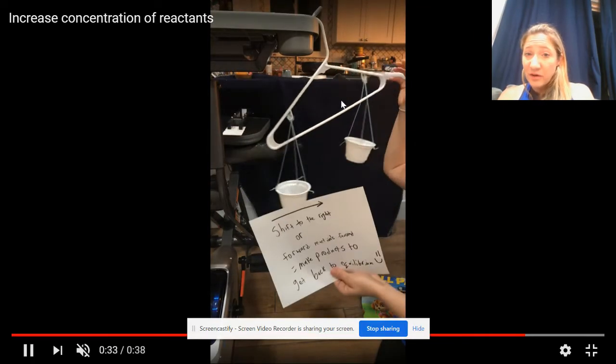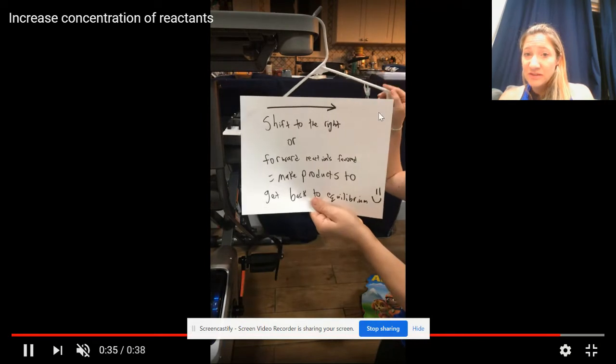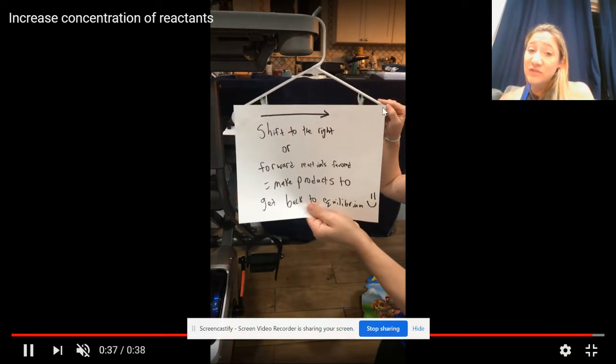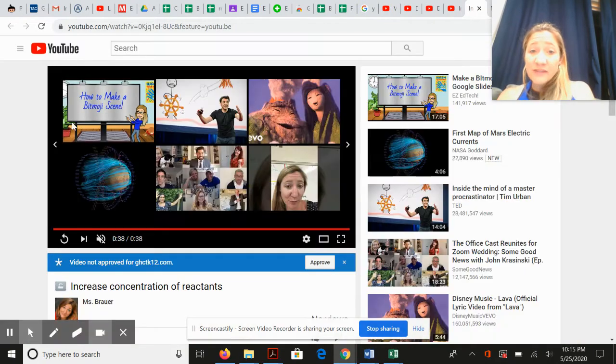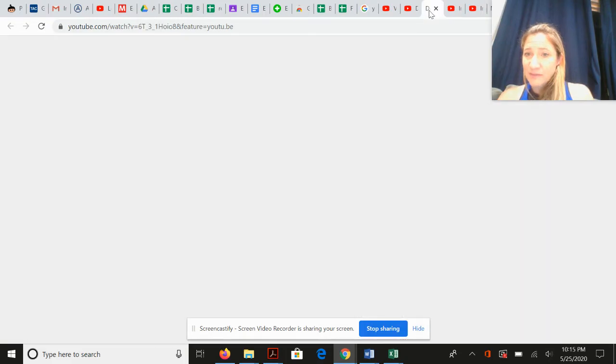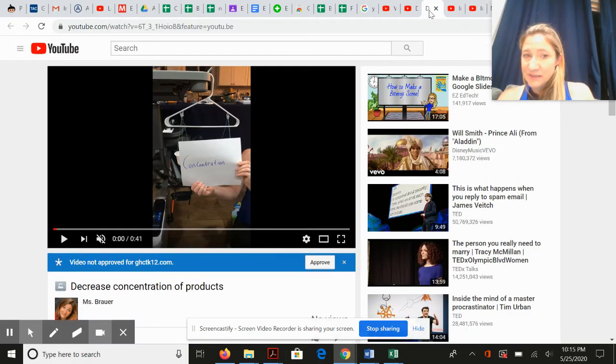Think of an arrow pointing this way. The fact that I'm touching this side means it's shifting to that side. It's shifting to the right, also known as the forward reaction, and that is why it would go in that direction. Sorry, I'm probably pointing the wrong way, but it's going to do the forward reaction for that one. It wants to make more products to get back to balance because we added too many reactants.